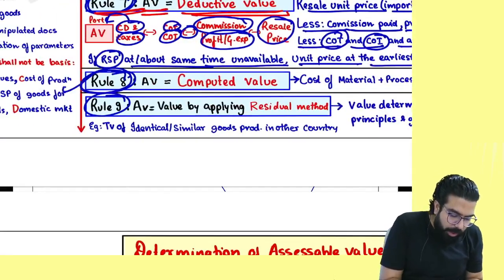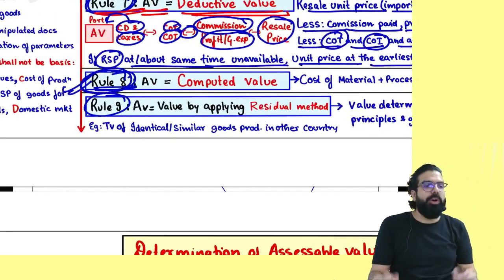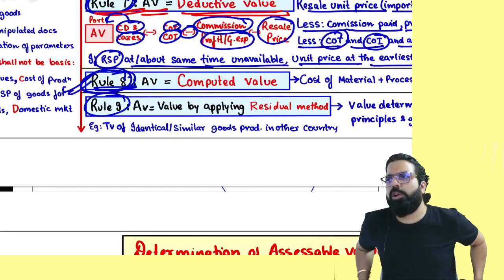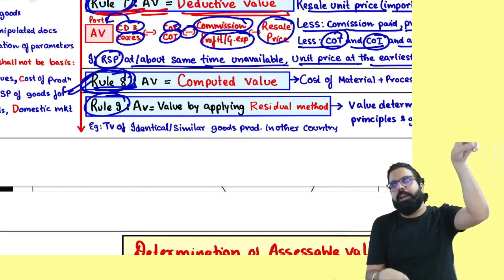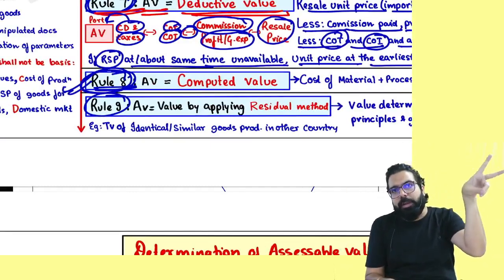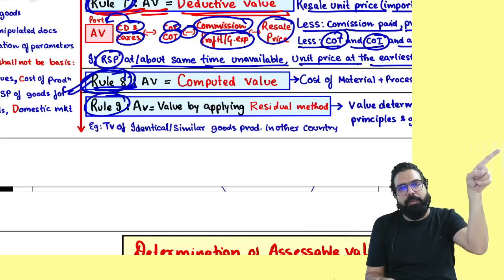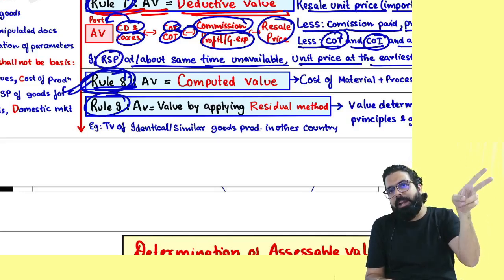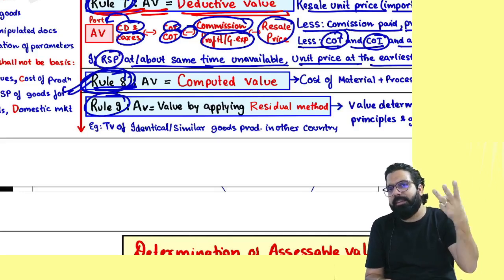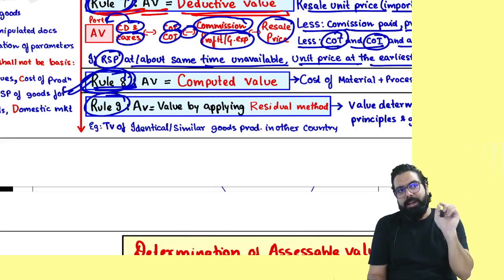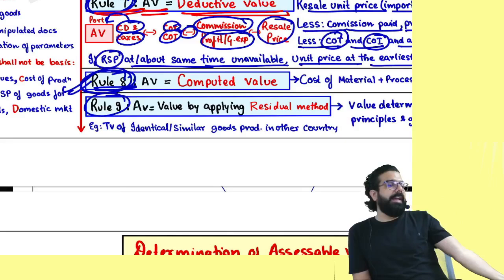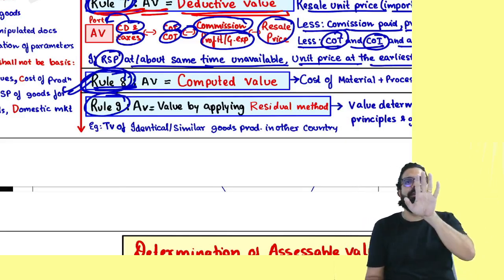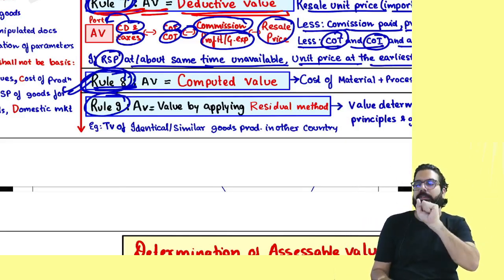Next. The next is computed value. What is computed? See, first I told you what, everyone? Identical goods ka value. Then I told you what? Similar goods ka value. Identical is not available, take similar. If similar is not available, rule number 6. Apply 7 and 8. 7 is telling what? Deductive. India ka selling price se deduct everything and arrive at the port ka price, CIF price.